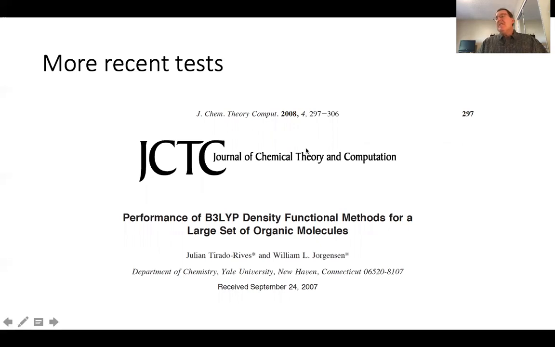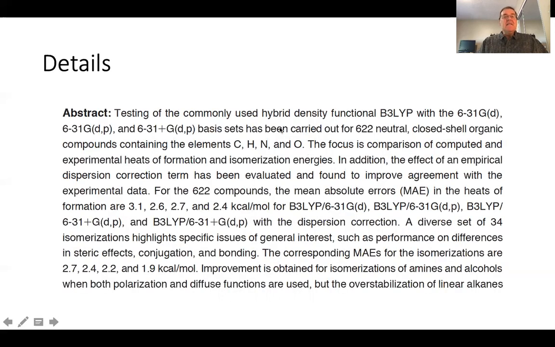So there are all sorts of tests of it. And I know this is like reading microfiche, but I'm going to show you the next one. Here's a paper you could look up if you wanted. But here's what it says. They test B3LYP with a series of basis sets. They're going to look at heats of formation and isomerization energies. They put in an empirical dispersion correction. We'll come back to that at another point. But they look at 622 compounds and the mean absolute errors. So that means you're not going to let a minus error cancel a plus error. You're going to add them all up.